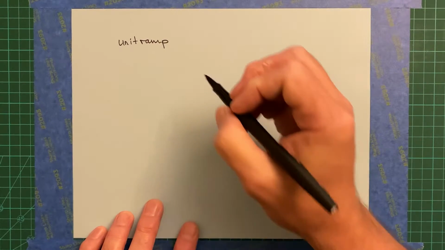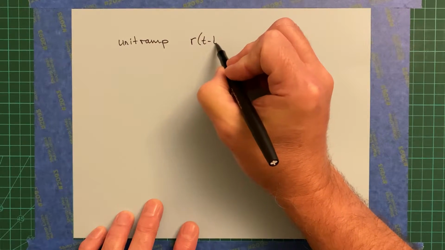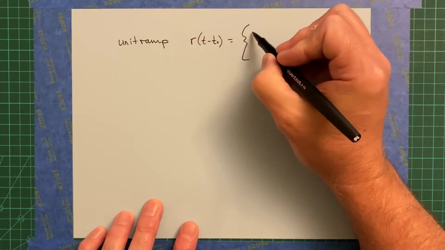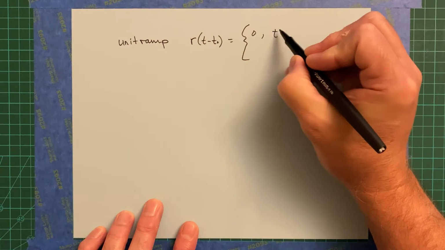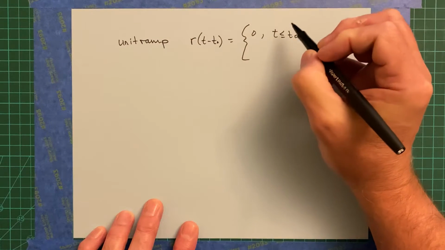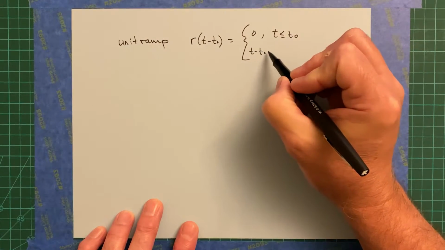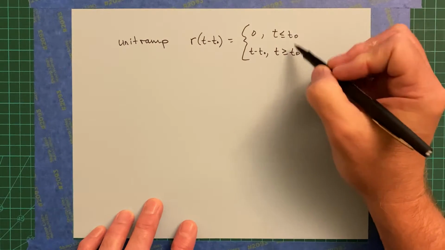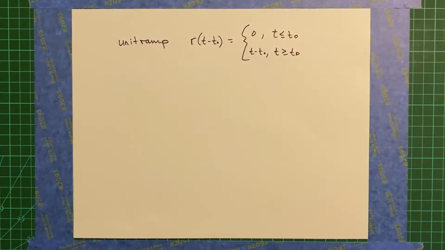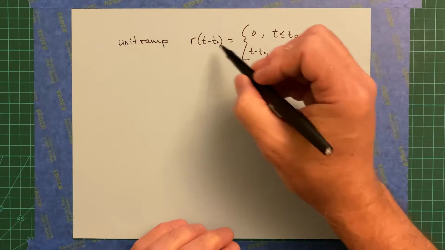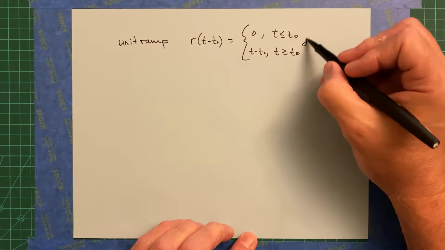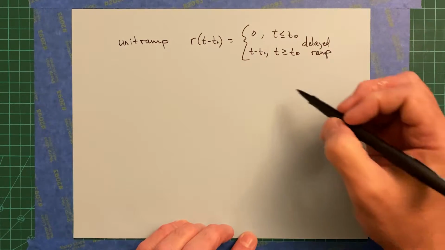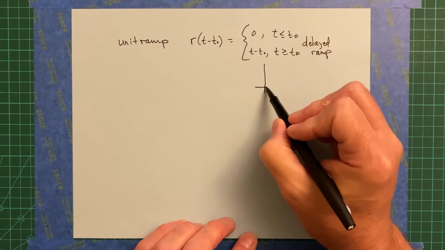Okay, the unit ramp is written this way, R(t - t0), and it is defined as 0 for t less than or equal to t0, and it is defined as t - t0 for t greater than or equal to t0. So right at t0, that's where the discontinuity occurs. Okay, that type of function is called a delayed ramp.